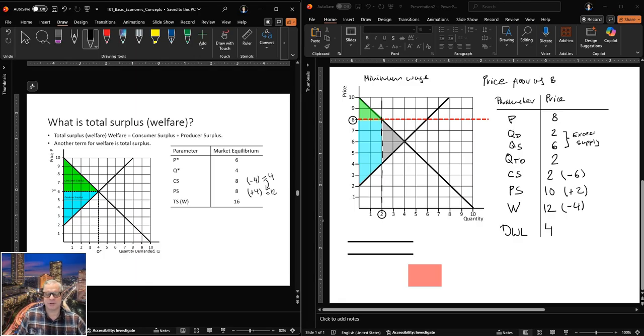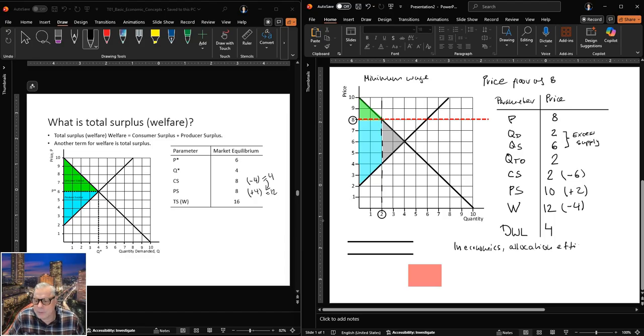So I still remember when I was a student, I had a professor, and he always said, and that's really important, he always said, in economics, allocation efficiency always comes before redistribution.